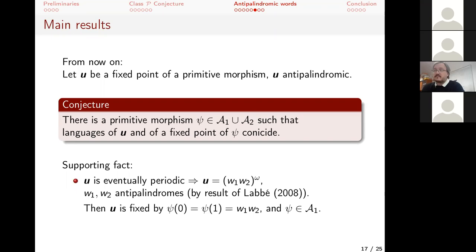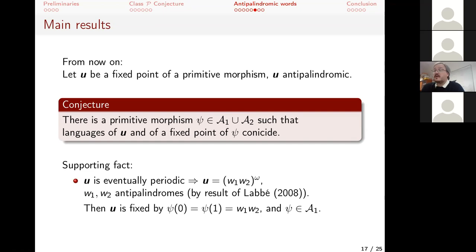The first supporting fact, or first case where this is true, is in the case of eventually periodic words. It easily follows from a result of Sébastien Labbé. First of all, if I've got an eventually periodic word which is a fixed point of a primitive morphism, it is necessarily periodic, and it follows from the result of Sébastien Labbé that the period of such a word is just a concatenation of two antipalindromes, W1, W2. And then one can easily see that such a point is fixed by the morphism psi of 0 equal to psi of 1 equal to W1 W2. And this morphism does belong to our class A1. So for periodic words, the conjecture is true.